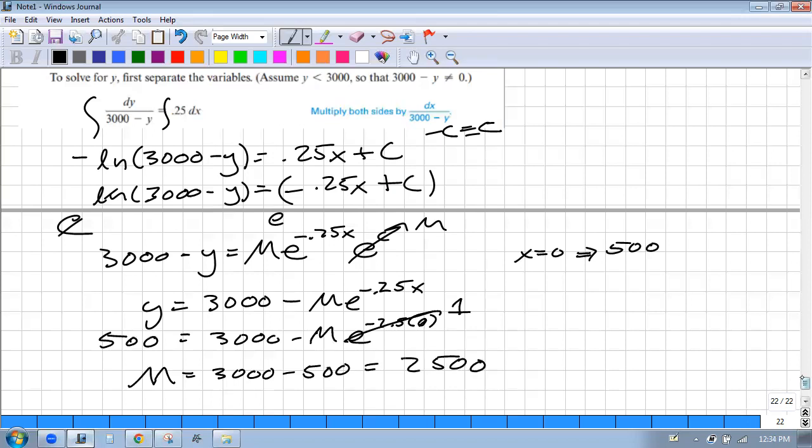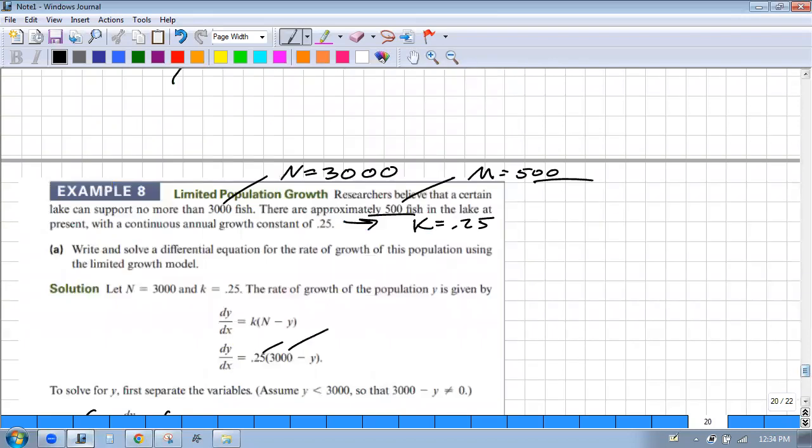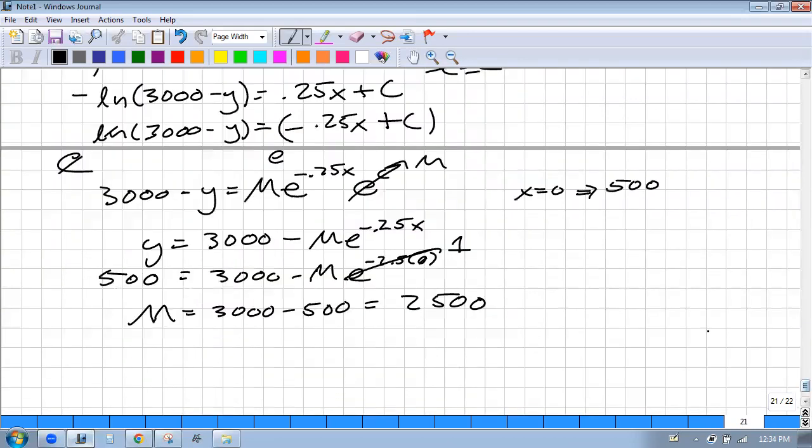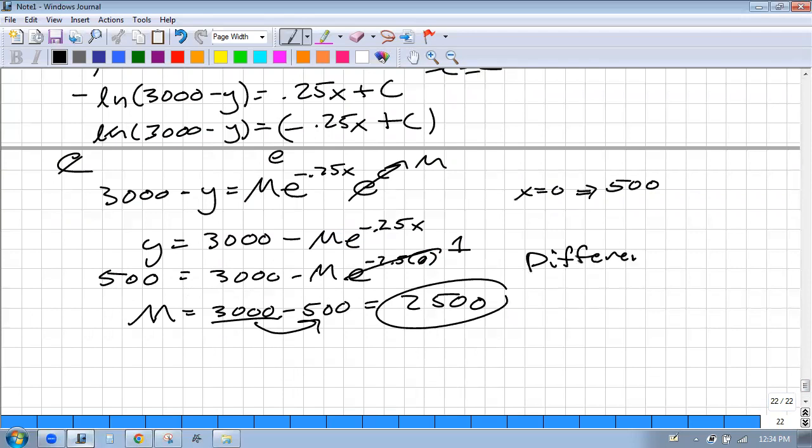So we couldn't just assume m was 500 anymore, right? That's what we wanted to do. But when we solve for it, it's something different because this is limited growth. This is the difference between the maximum and the present, right? So your m here is the difference between max and present values, instead of just the present value.